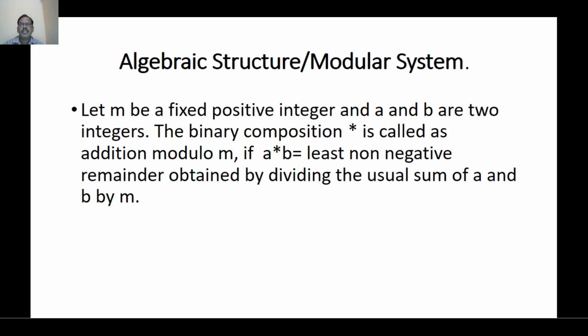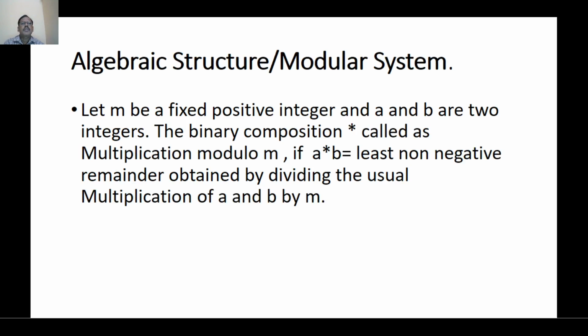So if m is 5, if you add 4 plus 3, that is 7, then you do not put 7. First you have to divide 7 by 5 and we get remainder 2. Then you put 3 plus 4 is 7, that is equal to 2. That is called addition modulo m.